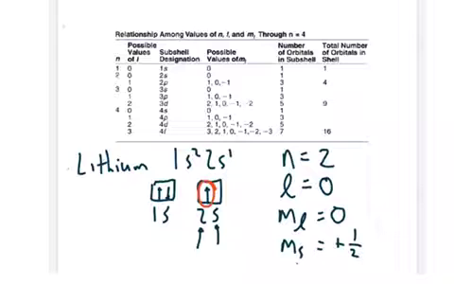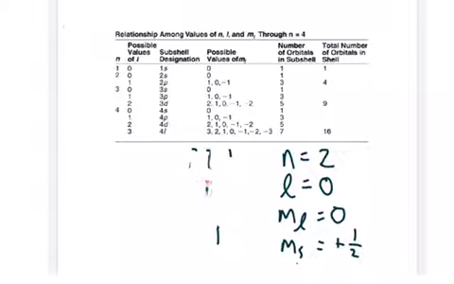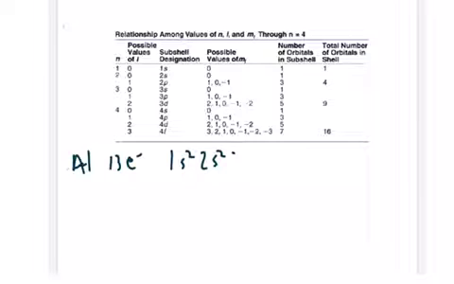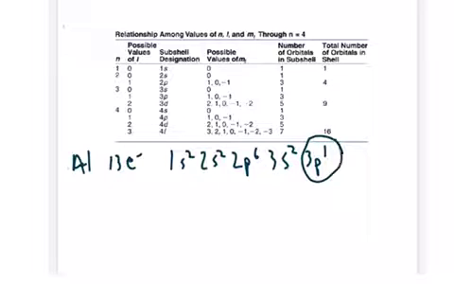Okay? Now, let's suppose that we take another element, and let's make something a little bit bigger here. How about aluminum? Aluminum has 13 electrons, so the designation is 1s2, 2s2, 2p6, that's 10, 3s2, and then it's 3p1. Okay? Now let's get the address for this last electron.